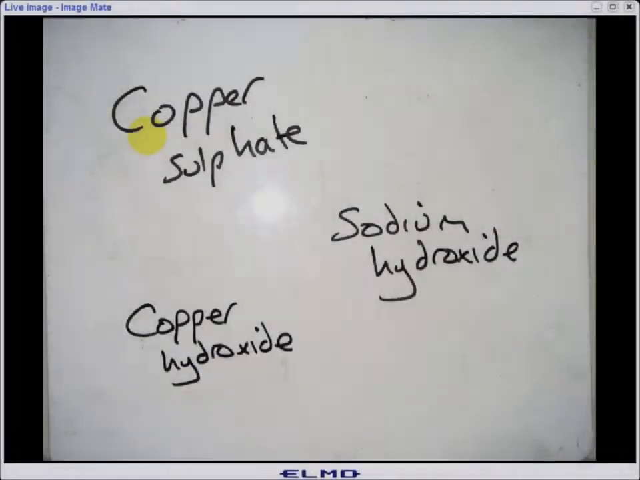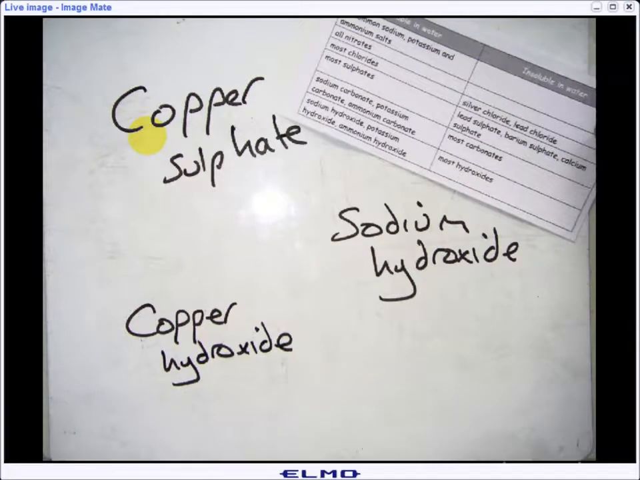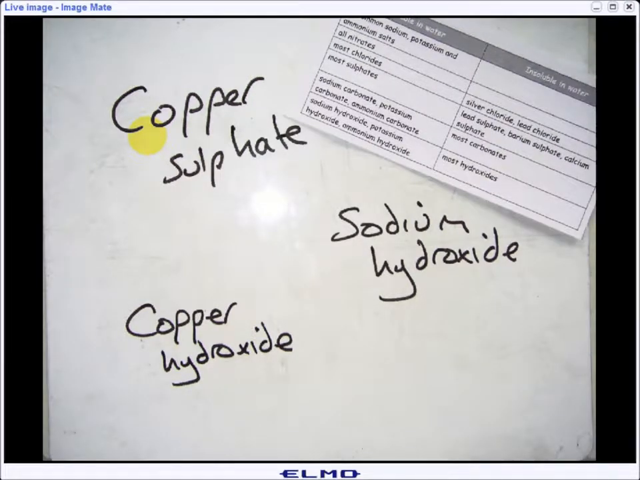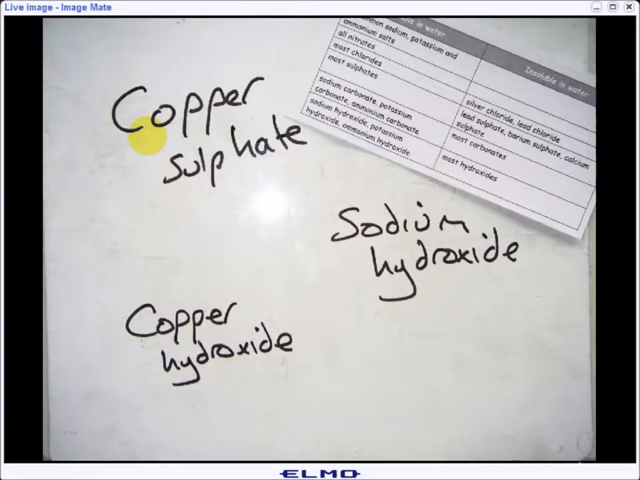For example, if you were to have a look at these three compounds, you need to be able to tell me which ones of those are soluble, will dissolve in water, and which ones are insoluble, will not dissolve in water. To do that, you need to be able to use this table. The first thing you need to do is have a look at the last parts of the salt. So in this case, we go with copper sulfate here.